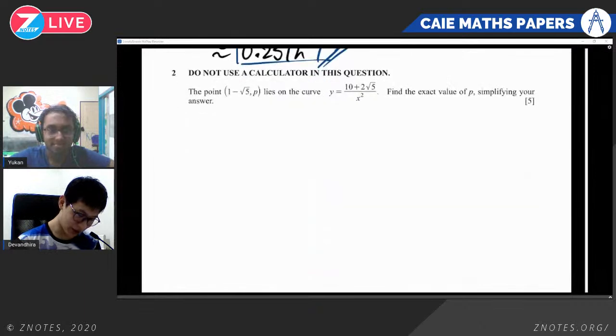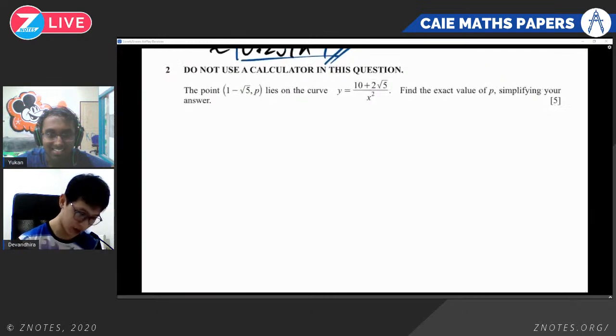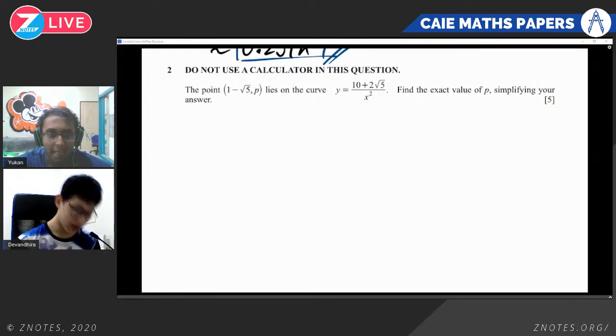Do not use a calculator in this question. Okay, put down your calculator. All right. The point 1 minus root 5, comma p, lies on the curve of this expression right here. Find the exact value of p, simplifying your answer. They're challenging us not to use a calculator, but it's okay. We got this. So here, let's think about the question first.